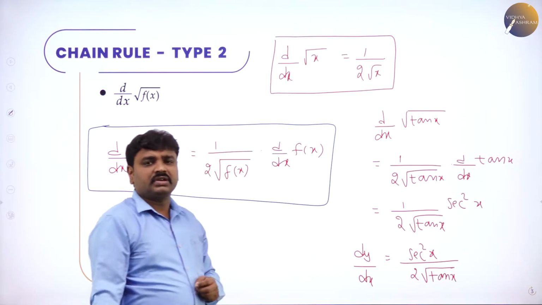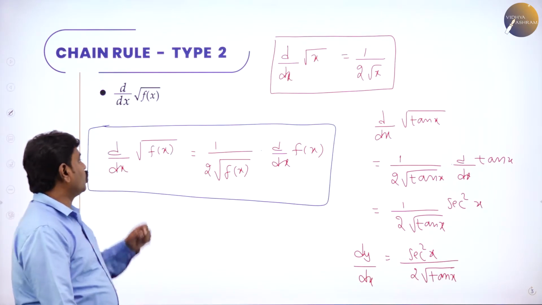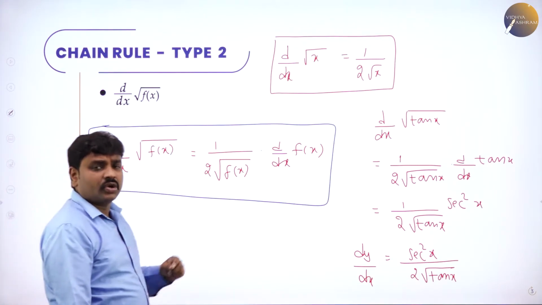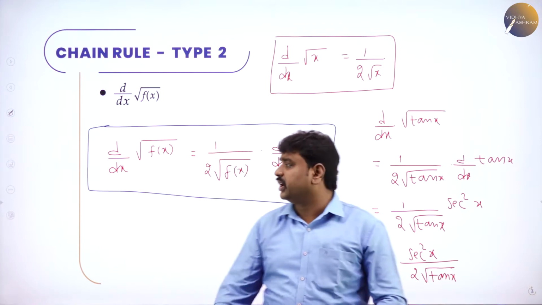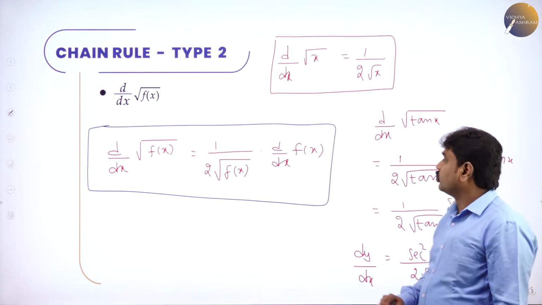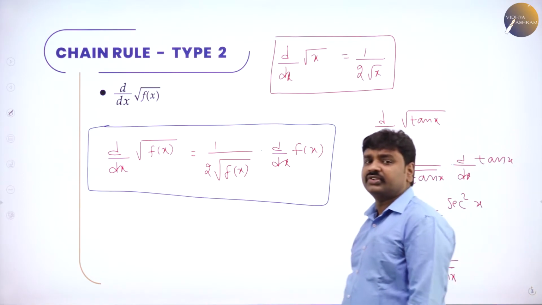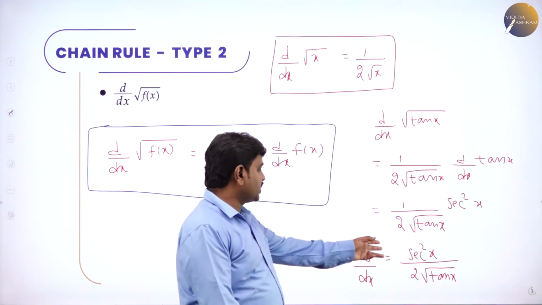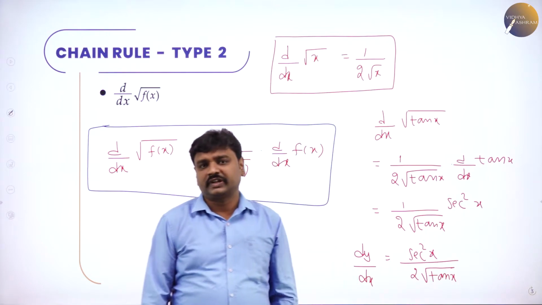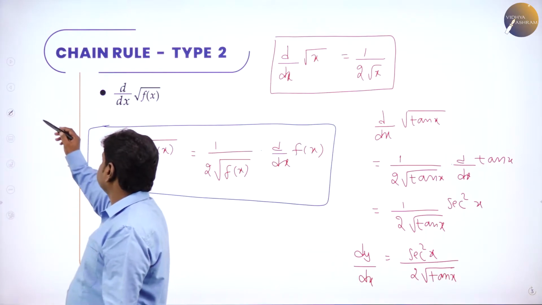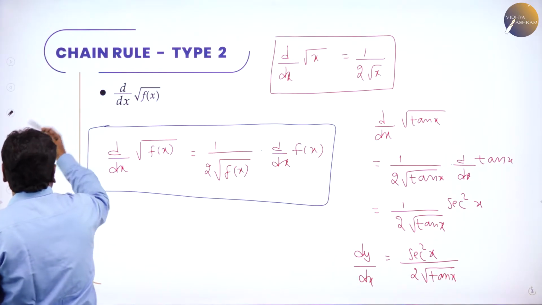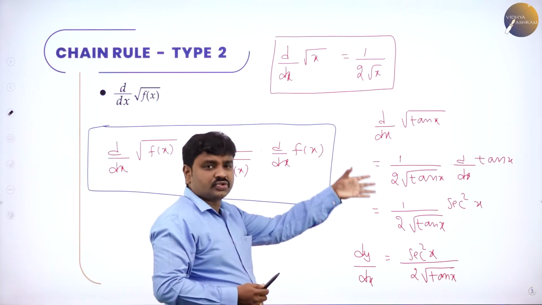So let me repeat. Type 2, that is the derivative of root f of x, is 1 by 2 root f of x into d by dx of f of x. So the derivative of root tan x is 1 by 2 root tan x into d by dx of tan x. What is the derivative of tan x? Secant square x. So finally we get secant square x by 2 root tan x. I hope all of you understood this or copied this.